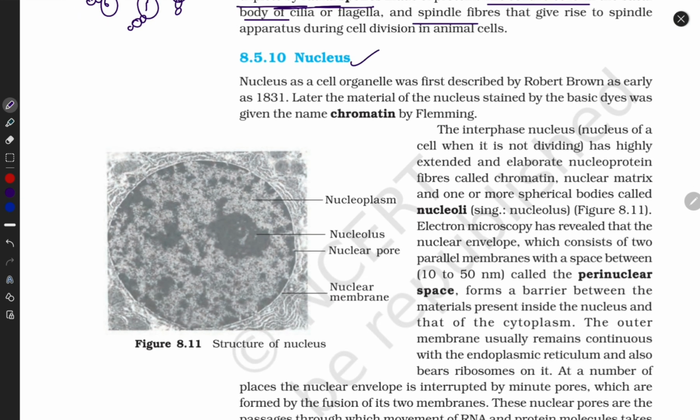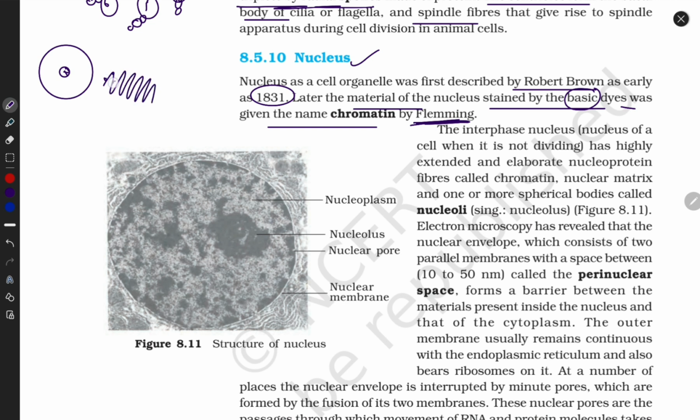Guys, the nucleus is the structural and functional unit of the cell. This is the cell, and the center part contains genetic material. We call it the nucleus, described by Robert Brown in 1831. The material of the nucleus stained by basic dye was given the name chromatin. When Fleming watched the nucleus, he saw a thread-like structure and called it chromatin. Chromatin is located in the nucleus guys.